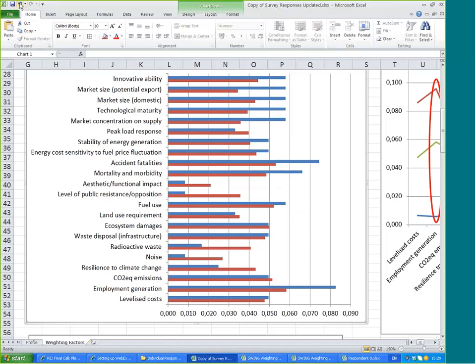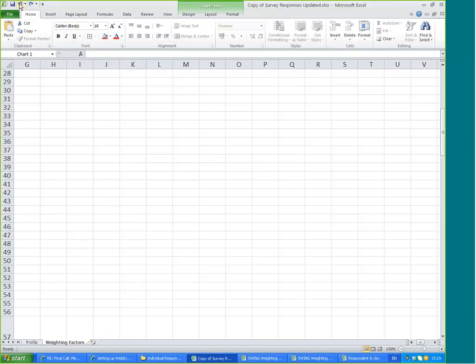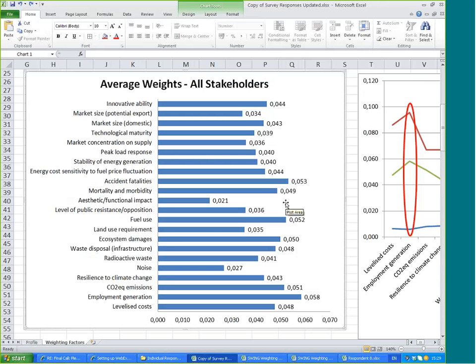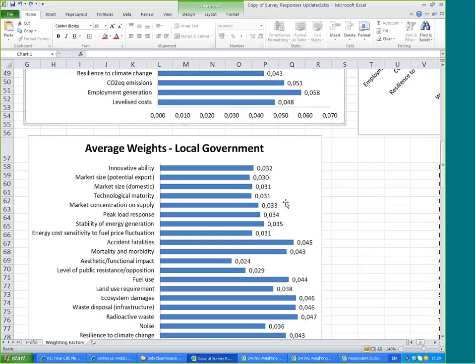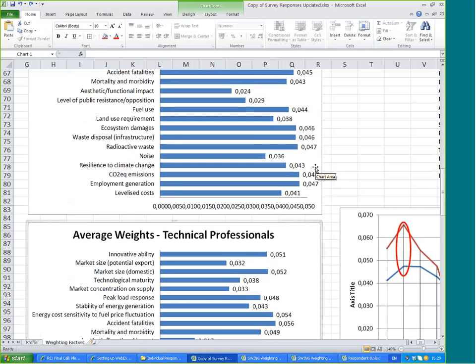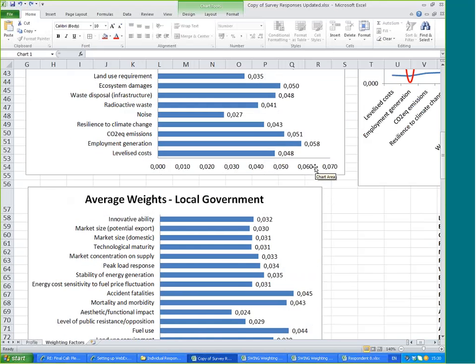Right. It would be an idea to have more perspectives on the results, maybe from technical professionals. What I'll do is, again, copy paste the average values, the average weights of the technical professionals over the average ones.